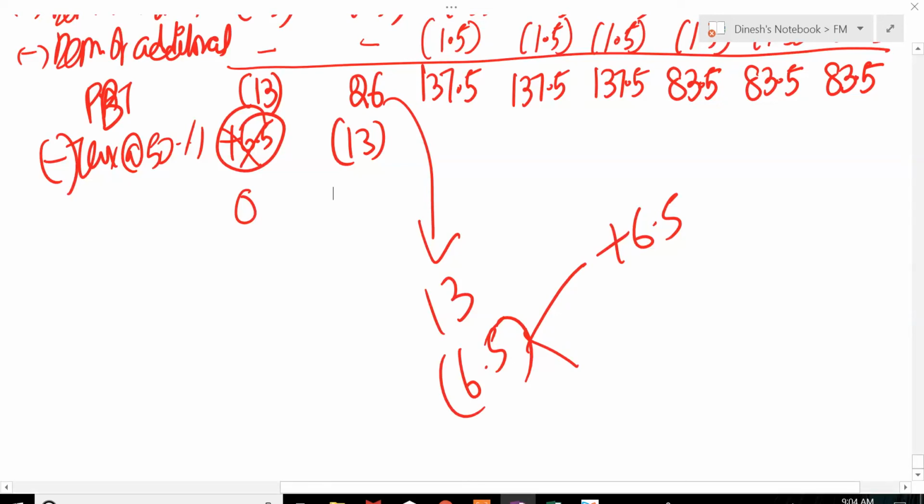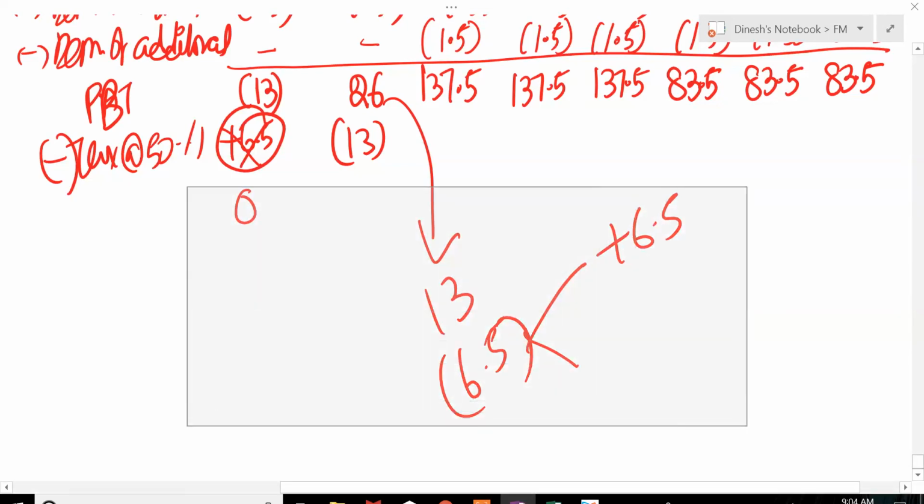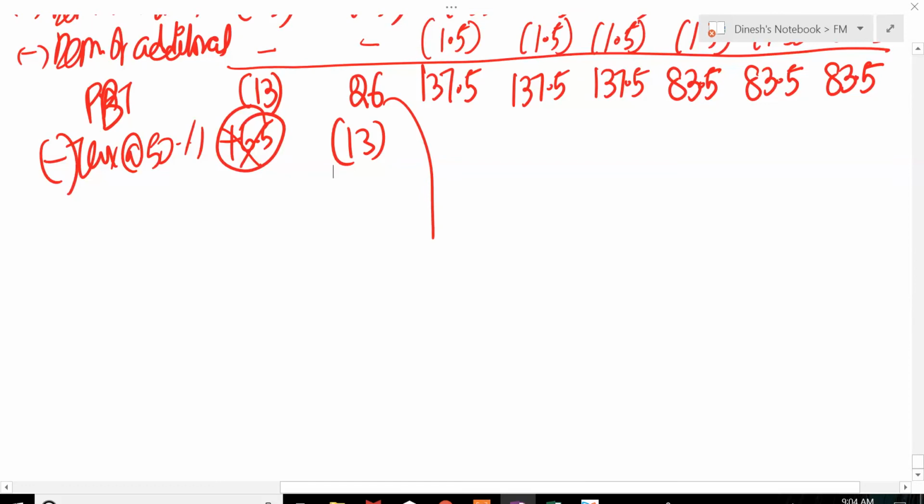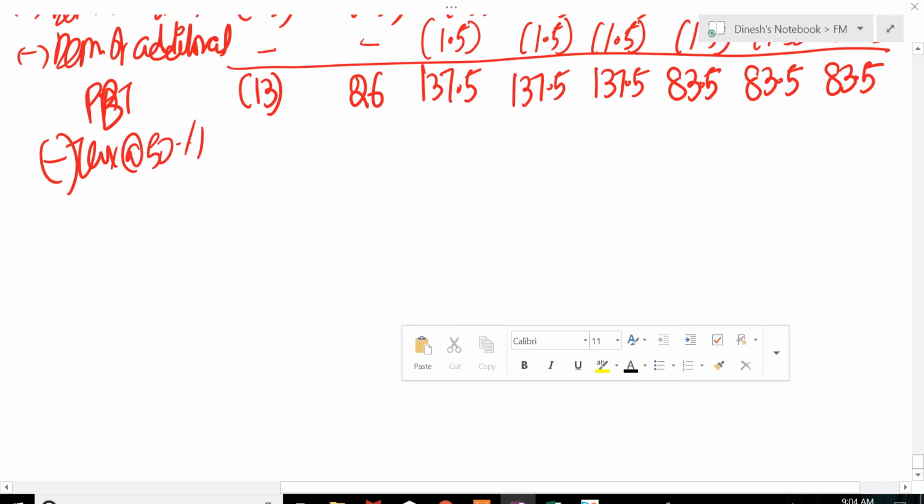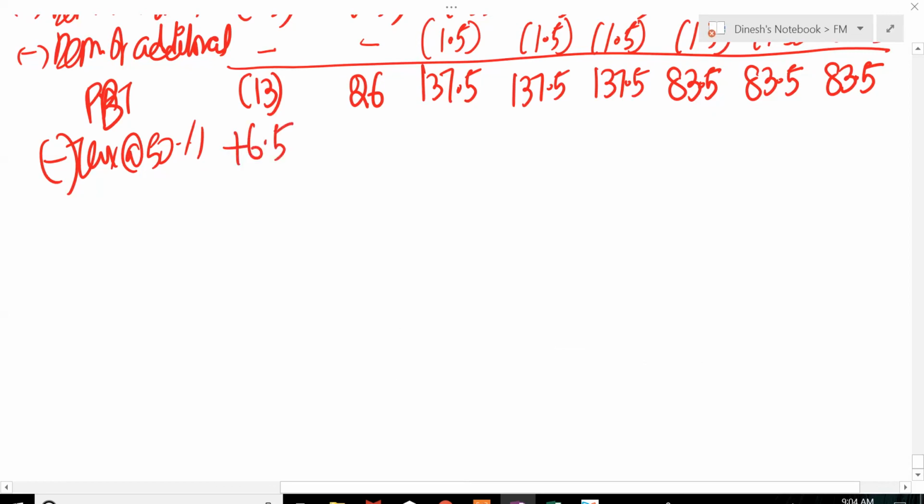Now write less tax at 50%. So this will become plus 6.5. Why plus 6.5 is just math. Math says minus 13 into 6.5 is minus 6.5. Minus of minus has become plus. Next year, negative 13.